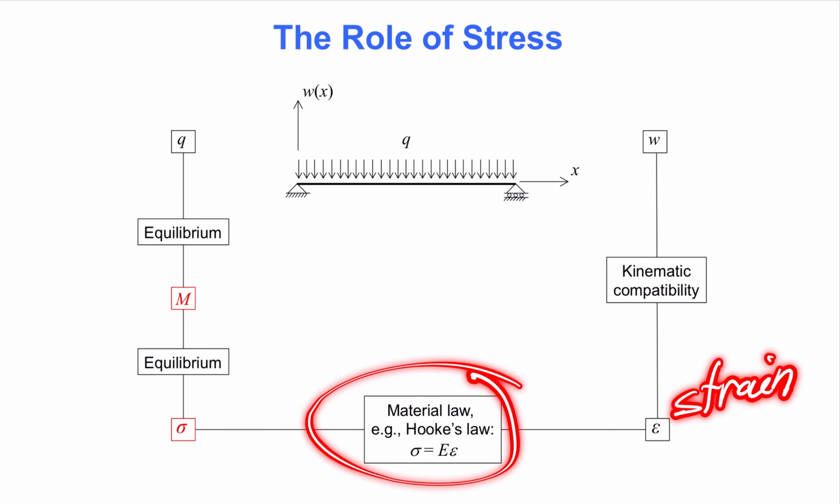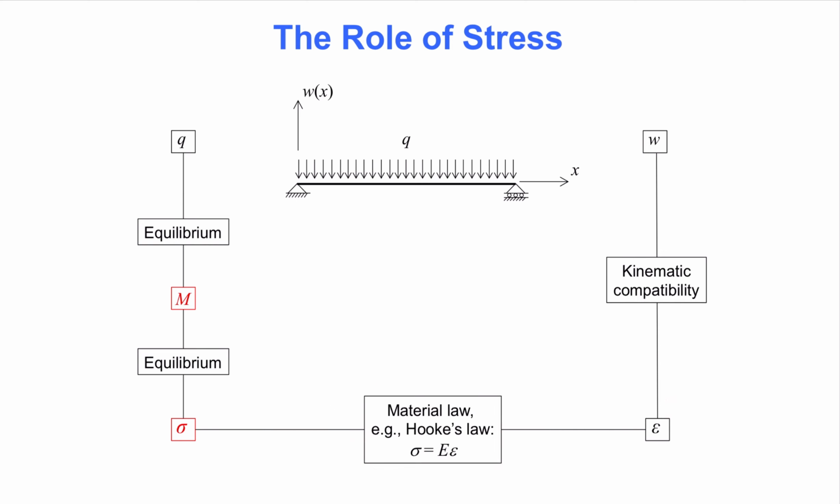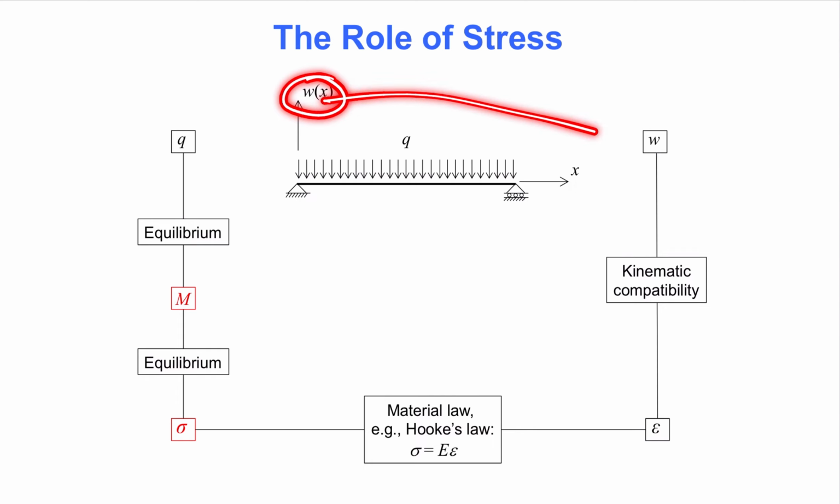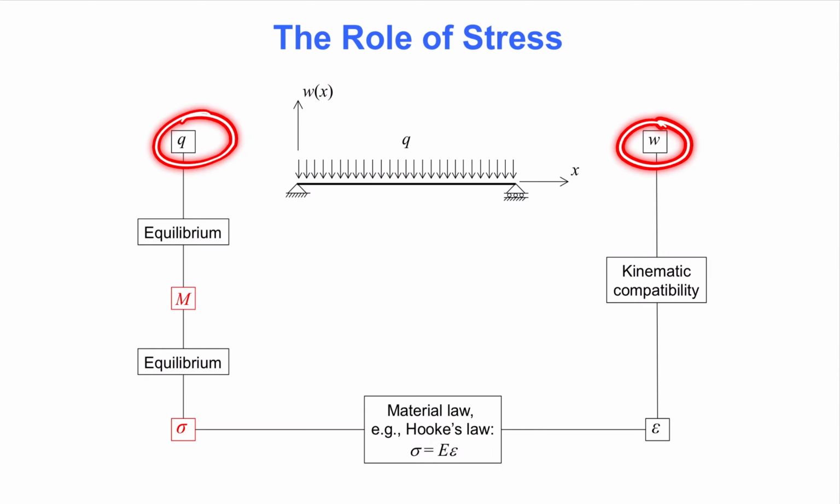the material law. On the right-hand side of this slide is a kinematic compatibility equation that relates the strain at a point in the material to the deflection of the beam. In this way, we are able to establish a relationship between the load, Q, that is applied to the beam, and the deflection, W, at any point along the beam, using the material behavior at every point inside the material that the beam is made up of.